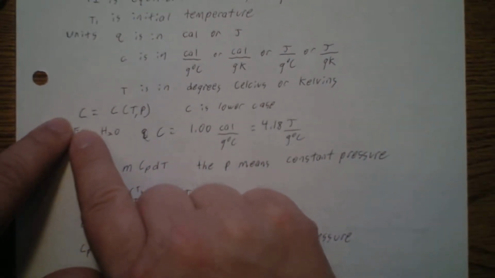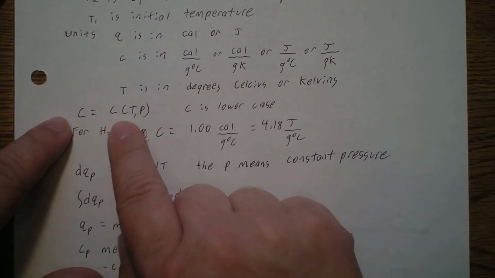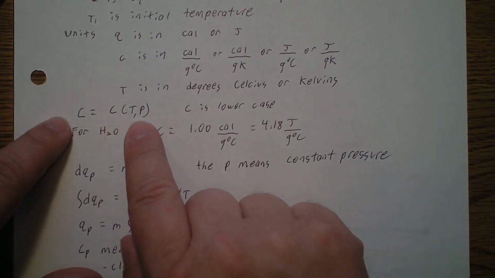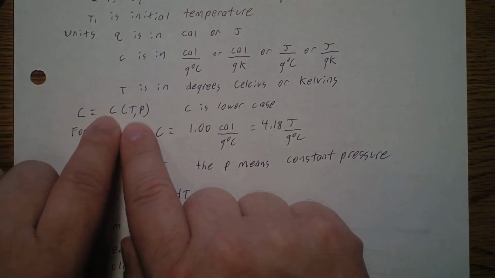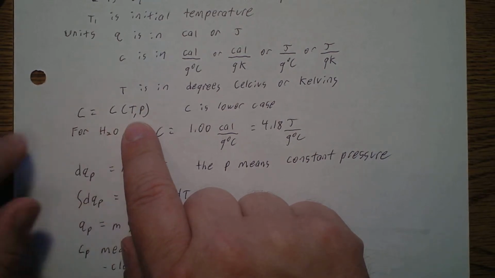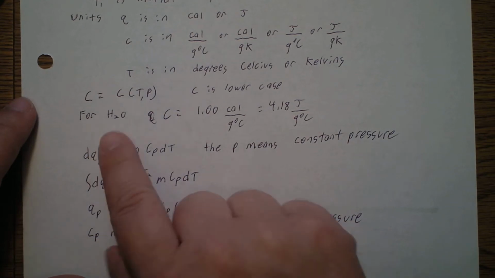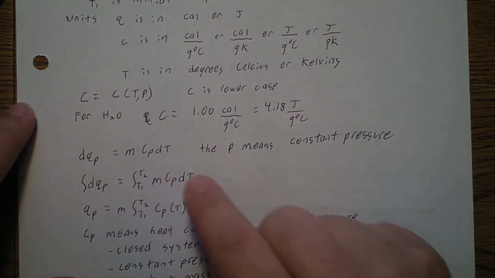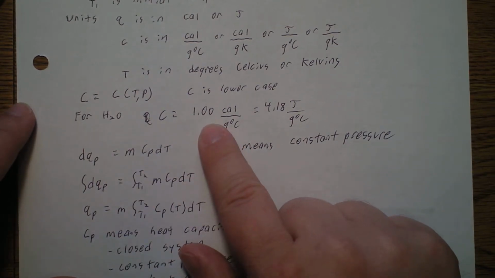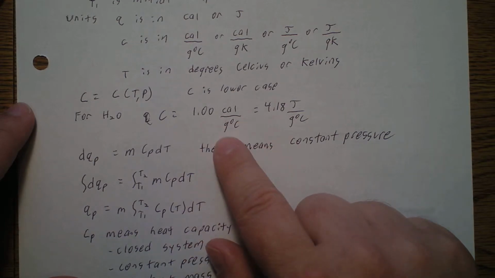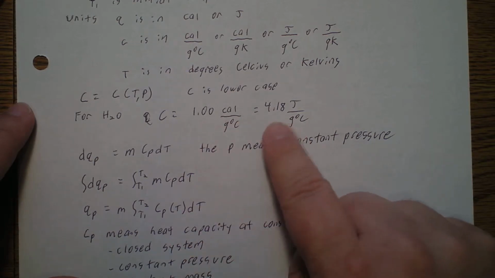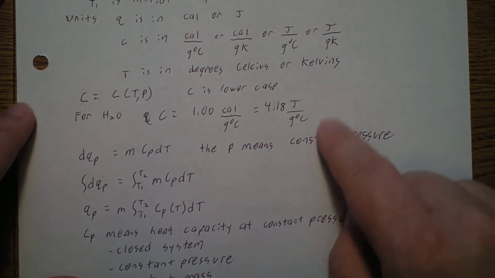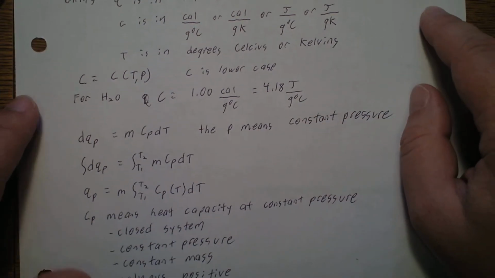Now remember, the specific heat, we're going to say that's also a function of temperature and pressure. Now of course it's material specific too. And this, I didn't show it very well, but this is supposed to be a lowercase c. Now for water, H2O, the specific heat is about 1 calorie per gram per degree Celsius, or 4.18 joules per gram per degree Celsius.